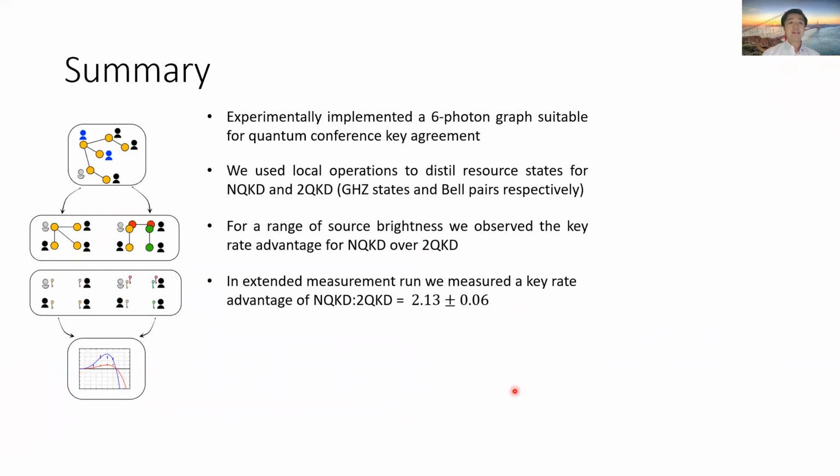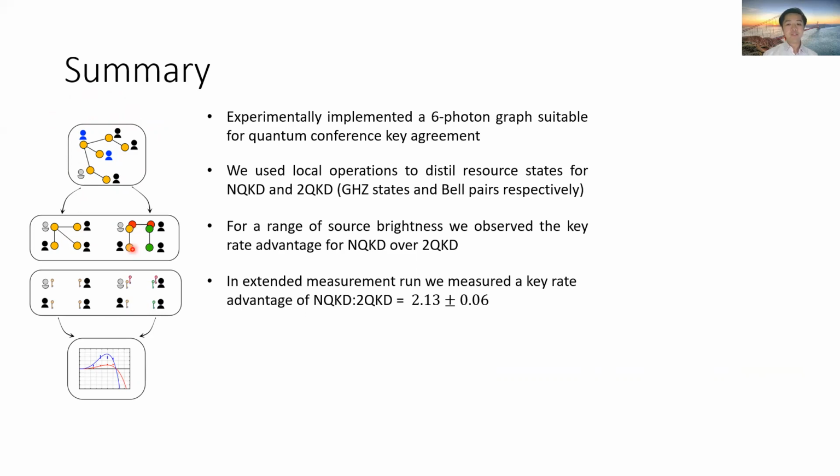So in summary, here we have experimentally demonstrated for the first time the use of a photonic graph state to implement conference key agreement in two canonical approaches, NQKD and 2QKD. Notably, both of these approaches can be implemented using the same starting 6-photon graph, which we use to represent our network primitive formed by 6 users. We picked 4 of these users who were then able to perform either NQKD or 2QKD by distilling the different resources through the use of local operations and quantum measurements.